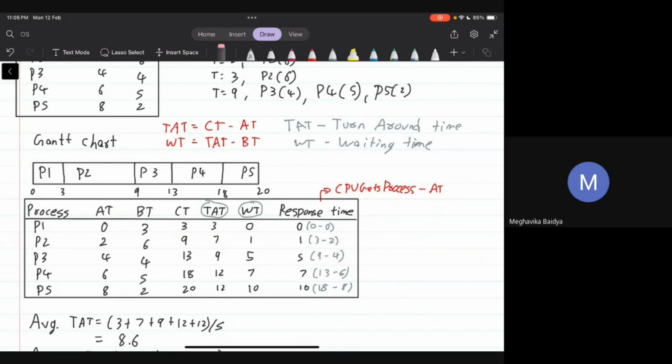How do you calculate response time though? Response time I'll explain after this too. Okay. So I'll erase all this and we'll do this again.